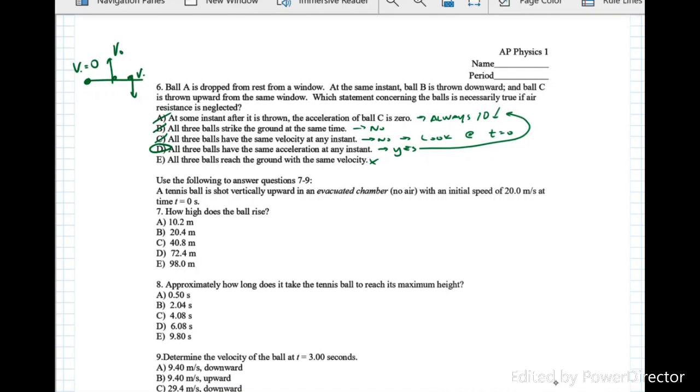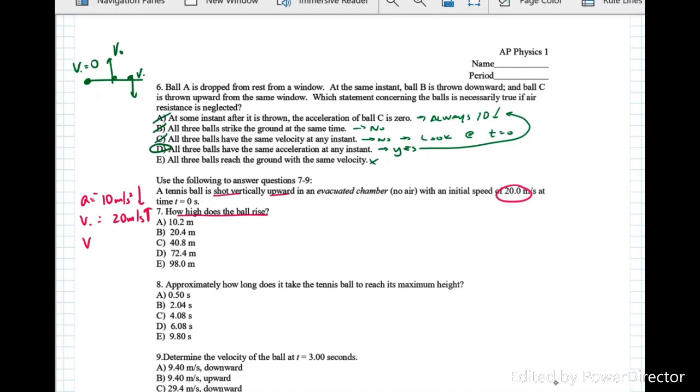I want to know how high it goes. So to do that, it's shot vertically upward, which means we're a projectile. The acceleration is 10 meters per second squared down. It has an initial speed of 20 meters per second that's up. So the initial velocity is 20 meters per second, and that's up. The acceleration is down and the velocity is up, so I need to make that negative 10 meters per second squared. I want to know how high the ball goes.